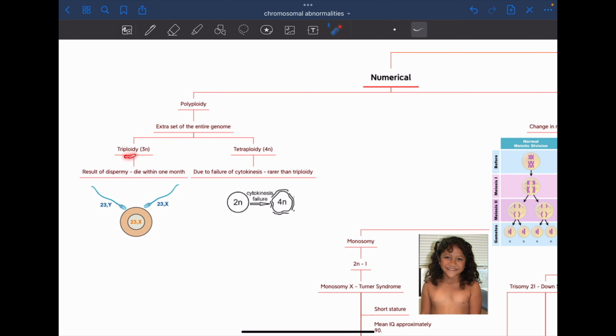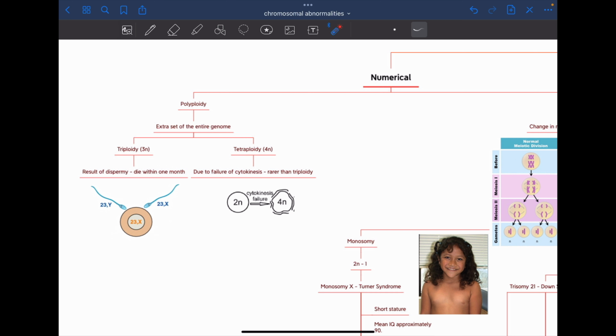It can either be triploidy, so there is 3N, that is 69 chromosomes instead of the 46. So it's essentially 23 times 3. And usually this is a result of dispermy, so there are two sperms fertilizing one egg. Keep in mind, in general with polyploidy, the zygote that does form will for the most part result in abortion. If it doesn't result in abortion, then most of the time we will see death by the first month, and we will not actually see a proper fetus with a triploidy or a tetraploidy, or in general, polyploidy.